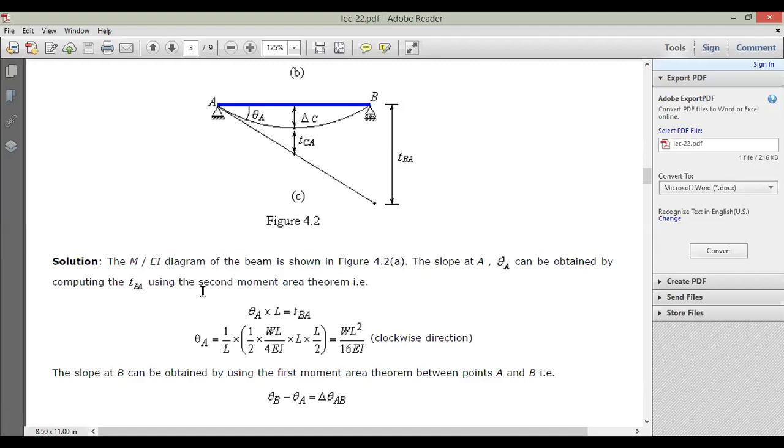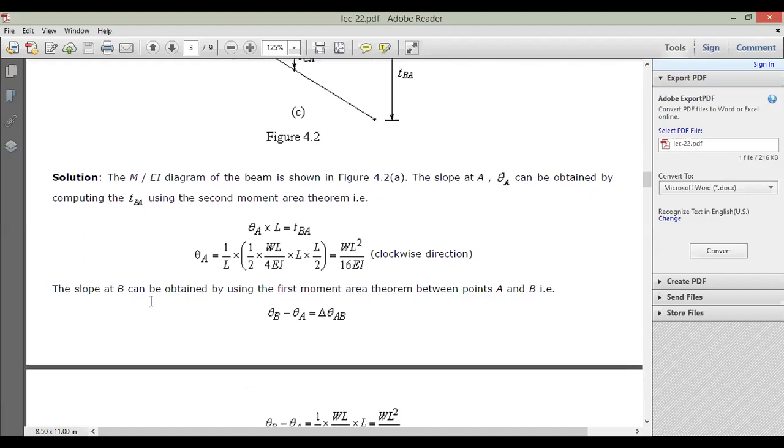So this is the whole angle that is subtended at the end A, WL square by 16 EI, clockwise direction. So this will be in this direction. The angle of theta, since it is all coming downwards, so the direction will be clockwise. Total deflection can be taken theta B minus theta A is equal to delta theta AB.